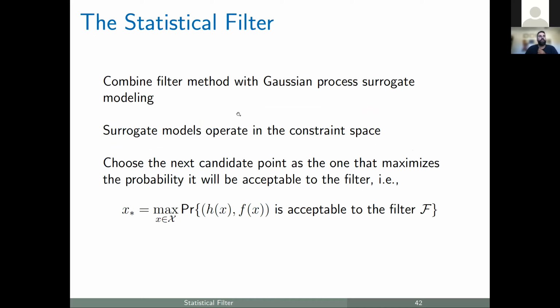The statistical filter method, like I said earlier, reflects a growing field in optimization where we take mathematical programming and combine it with statistical models, using the desirable properties of both. And so what we ended up doing in this paper was combining filter methods with Gaussian process modeling.